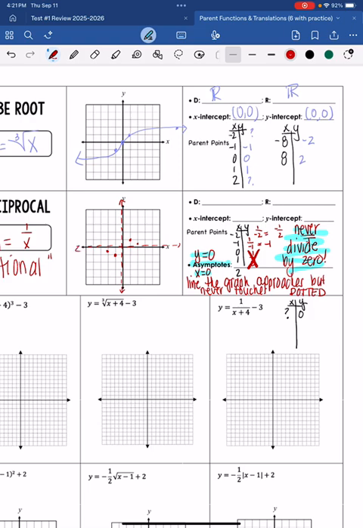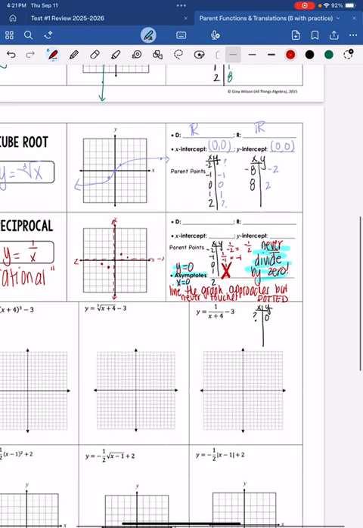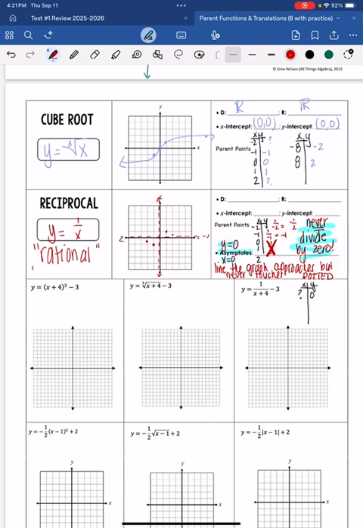And this graph is also referred to as having branches. So it's a rational function. And these are called branches.